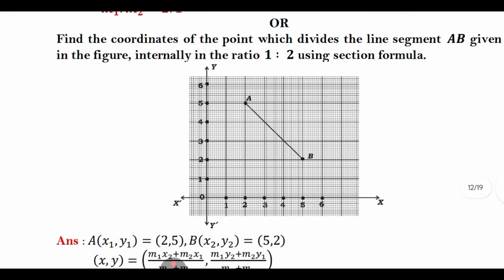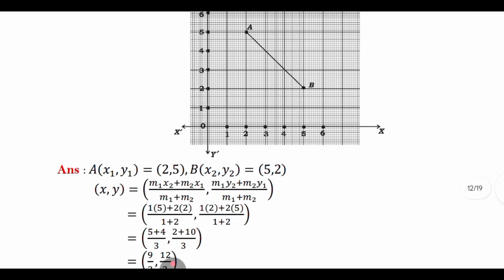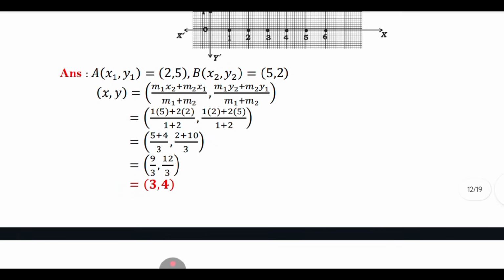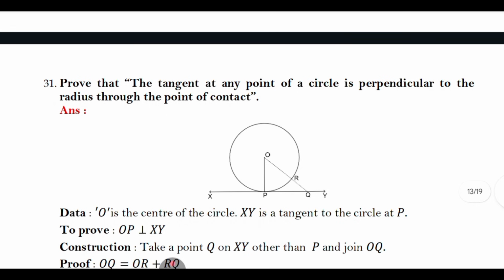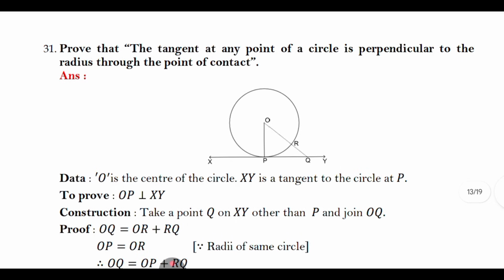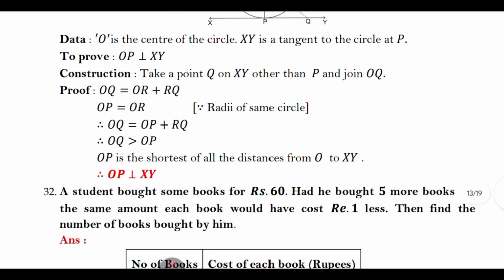Here is our option. Find the coordinates of the point which divides the line segment AB given in the figure internally in the ratio 1:2 using the section formula. Sometimes they will not mention the formula. You should understand and use the formula accurately. Coming to the 31st question, prove that the tangent at any point to a circle is perpendicular to the radius through the point of contact, theorem. So you should practice, and here I have solved the steps accurately.